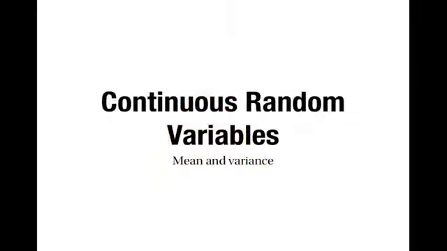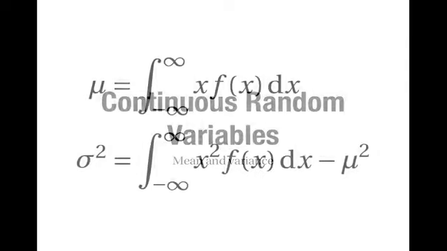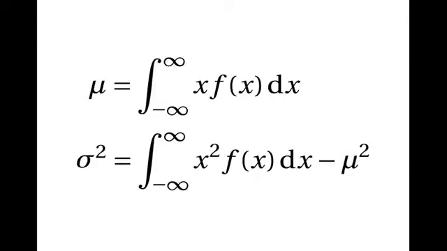Okay, this is the end of my video about finding the mean and the variance of a continuous random variable. The main things that you need to remember are that the mean is given by the integral of x f of x over all possible values of x, and the variance is given by the integral of x squared f of x evaluated over all possible values of x, take away the square of the mean.